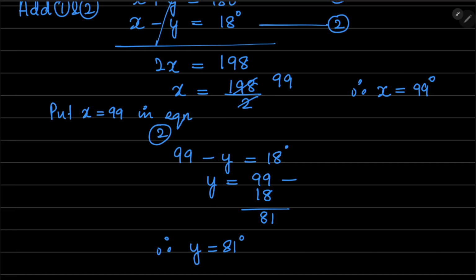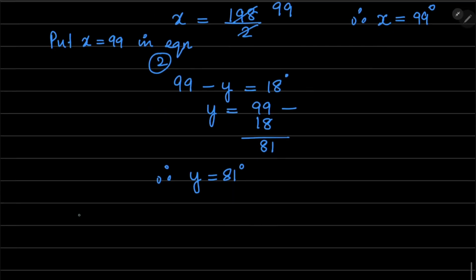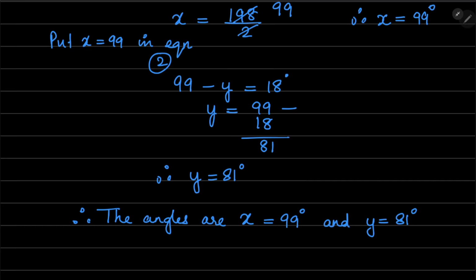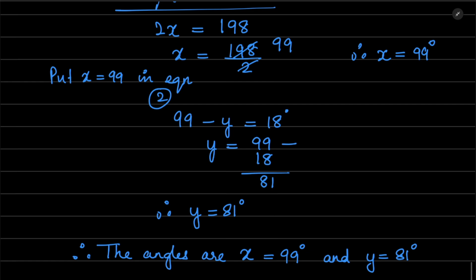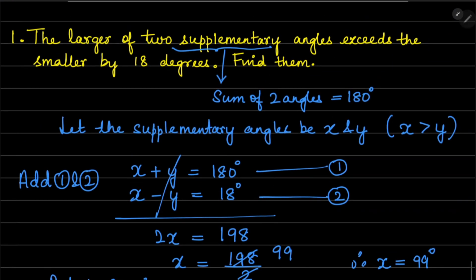Now you've got both the angles. What are you asked to find? Find the angles. So you can finally write, therefore, the angles are x equal to 99 degrees and y equal to 81 degrees. And they are supplementary to each other, because if you add them, you will get 180 degrees. So this is how you have to do the first question.